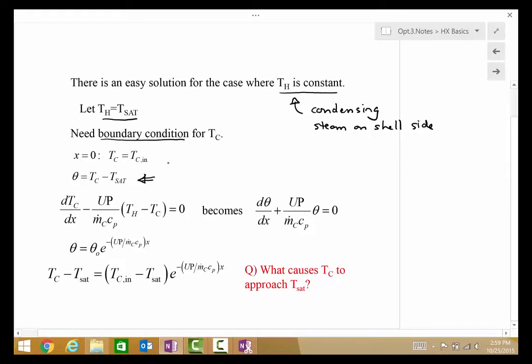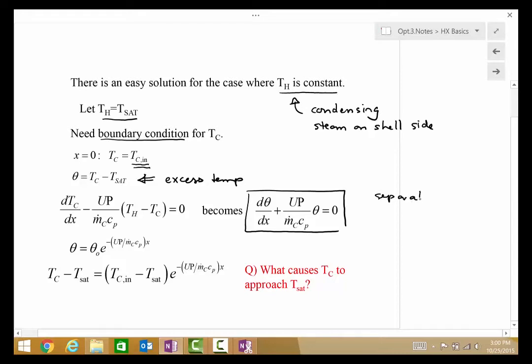We know that at X equal to 0, the cold fluid comes in at some temperature Tc in. We define an excess temperature, theta equals Tc minus Tsat. In terms of that excess temperature theta, it's much simpler. It looks like a homogeneous differential equation, d theta/dx plus UP over m dot cold Cp times this excess temperature is equal to 0. Very simple to integrate this. We just separate it.